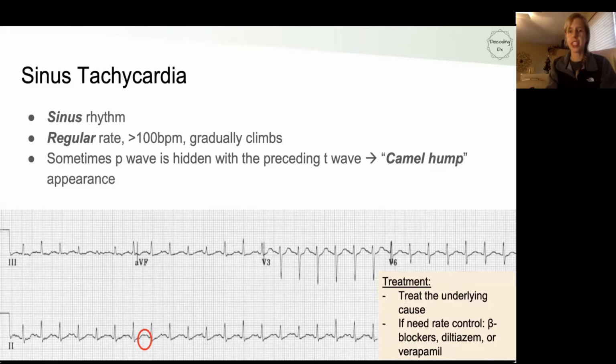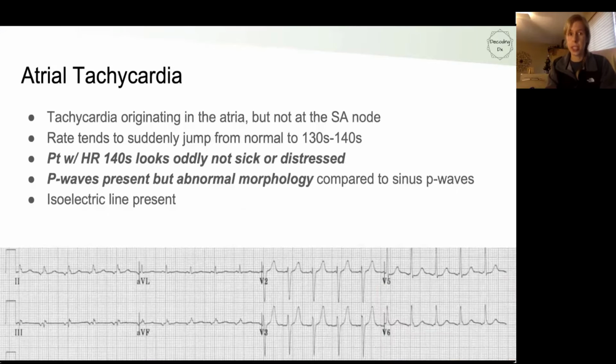For the treatment of sinus tach, you've got to figure out what's going on. If you treat the underlying cause, the tachycardia will improve. If you need rate control in the meantime, you can use our typical go-tos: the beta blockers, diltiazem, or verapamil. Next up is atrial tachycardia.